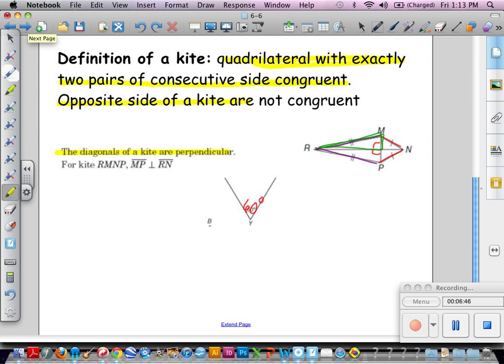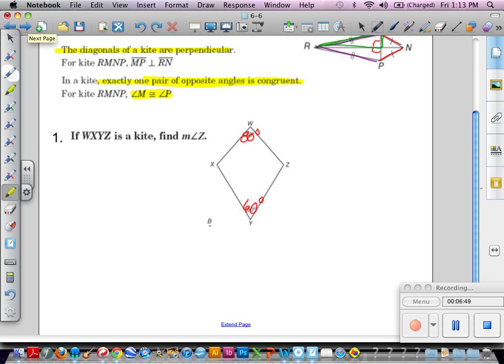Let's take a look at this example here. I need to find angle Z. All right, well, if W and Y are not the equal angles, so Z and X must be the equal angles. Right? So how many degrees are there in a kite? You're right, it's 4 sides, 360 degrees.